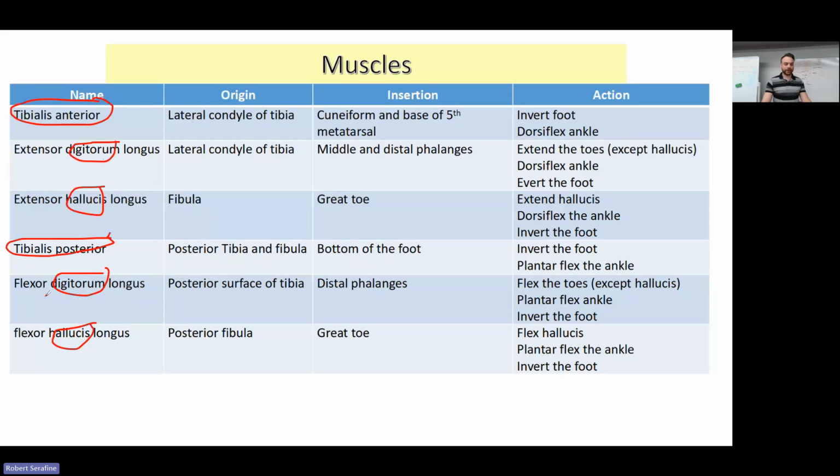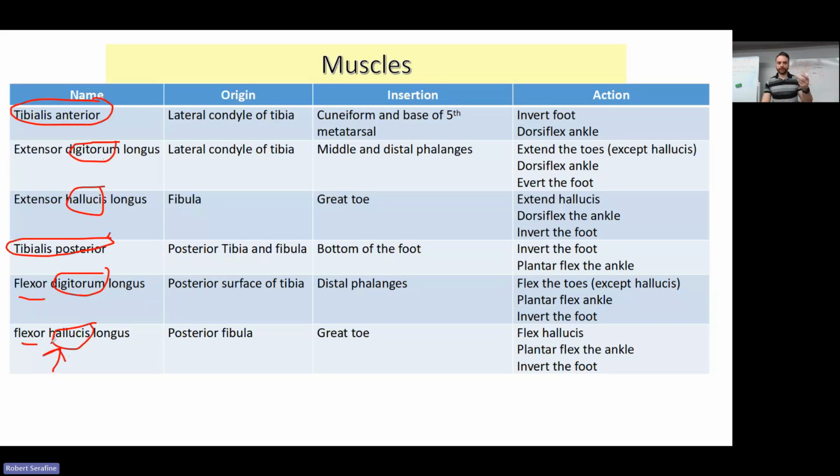So we have 1 on each side. That means tibialis posterior is on the posterior side, which means it's part of the flexor group. Flexor digitorum, well, if it's flexing, it's going to do plantar flexion. It's on the back of the leg. And then flexor hallucis. So hallucis here will give us an indication of what we're talking about.